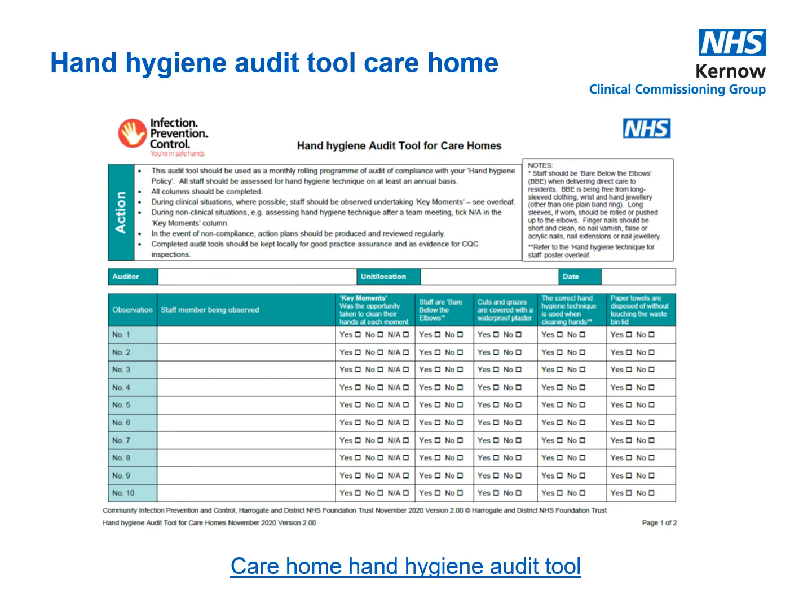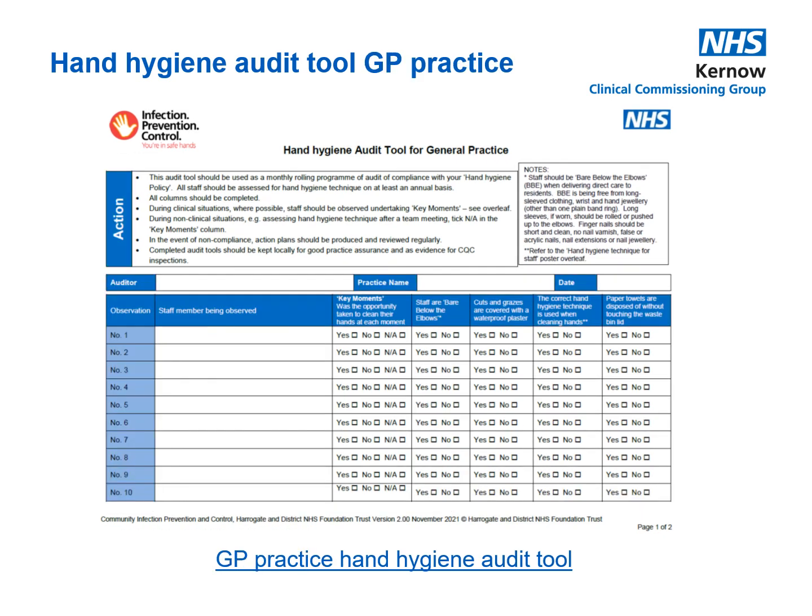This is an example of a hand hygiene audit tool for care settings, and the link is on the bottom of the screen for you to be able to print this out and use. This is an example of a hand hygiene audit tool for general practice, and similarly the link is on the screen for you to be able to print out and use. The sections are the same whether it's for a care setting or a general practice.